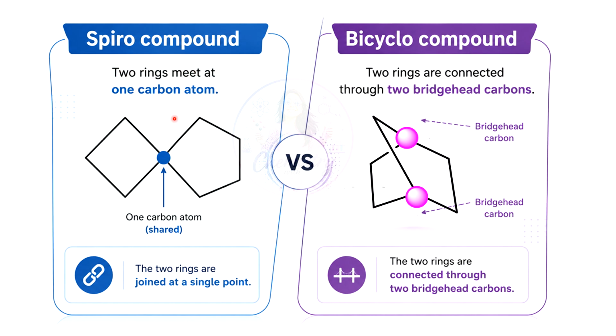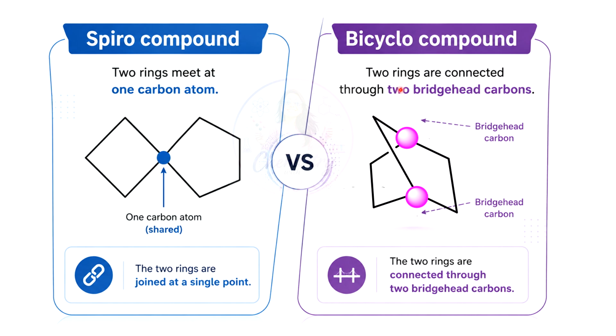In a spiro compound, two rings, like here you can see, are connected through only one common carbon atom. This common carbon is called the spiro atom. Both rings meet at a single point.